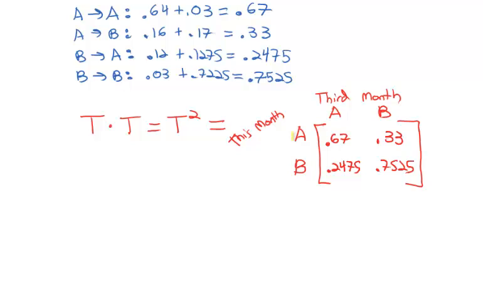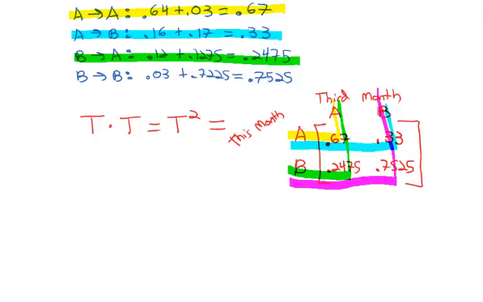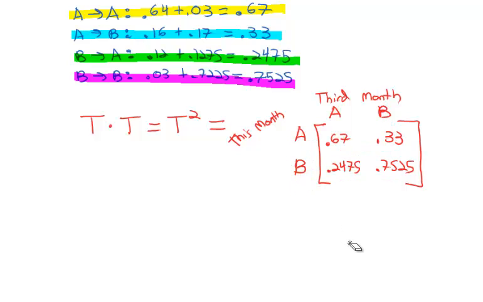Notice the movement from A to A is exactly what we found doing the tree. The movement from A to B is exactly what we found from the tree. The movement from B to A is exactly what we found from the tree. And again, the movement from B to B is exactly what we found from the tree. This matrix gets us the same result as the tree, but with a lot less work. The calculator really is doing all the hard work.